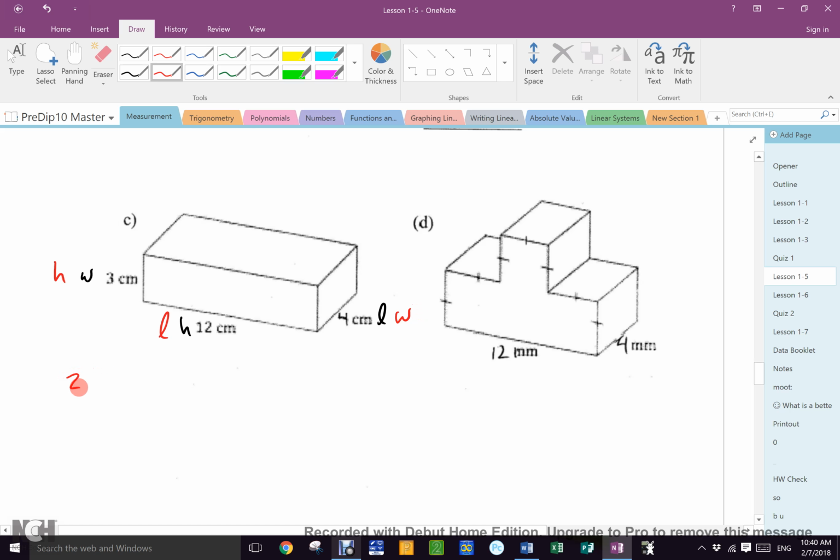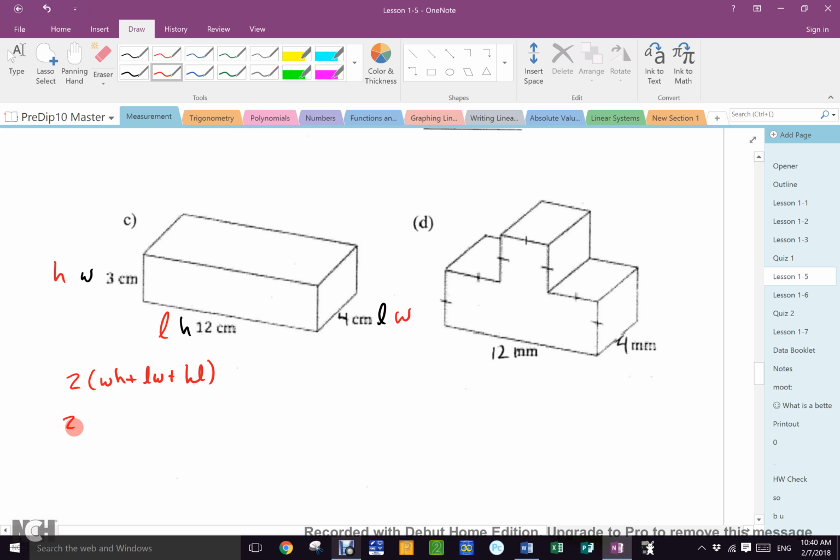So all I got to do is fill in the formula. 2 WH, LW, HL. Does it even matter what order I write these guys in? Why? Not quite. Multiplying is commutative. 5 times 2 is the same as 2 times 5.